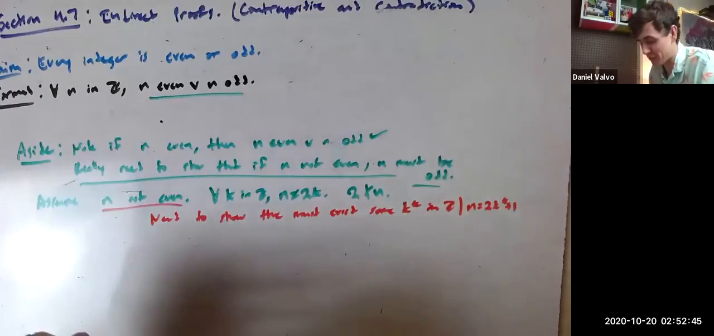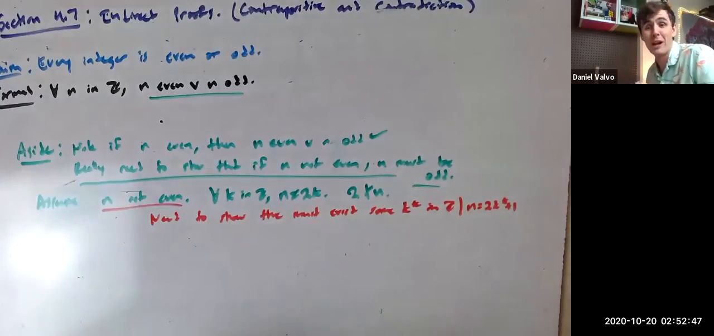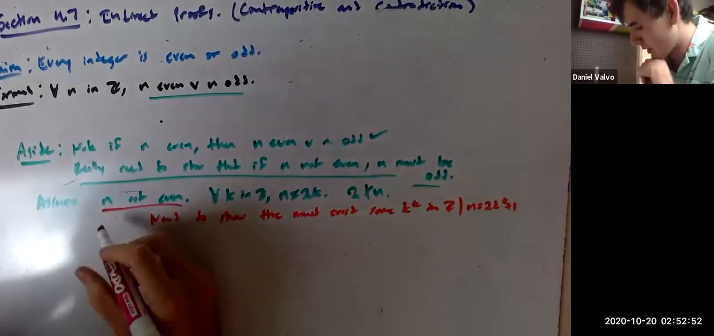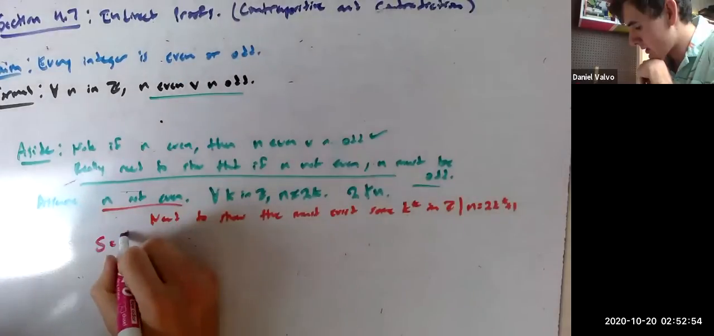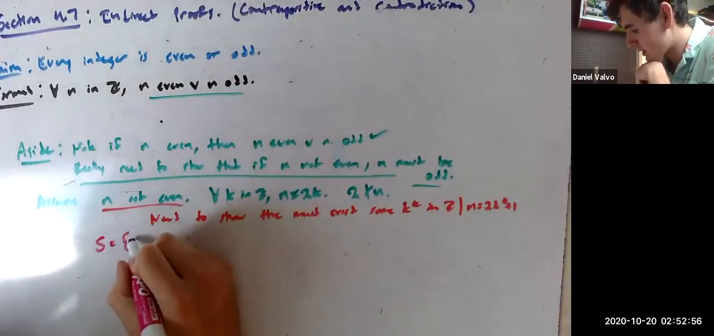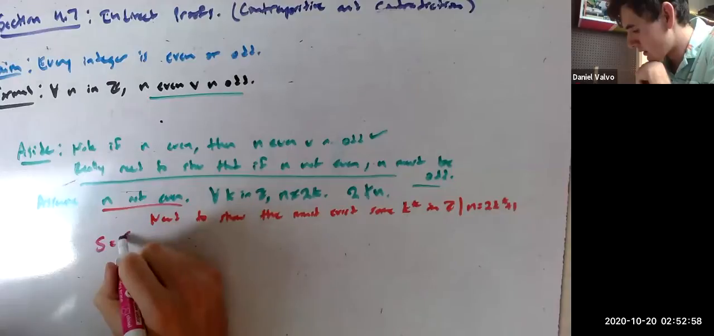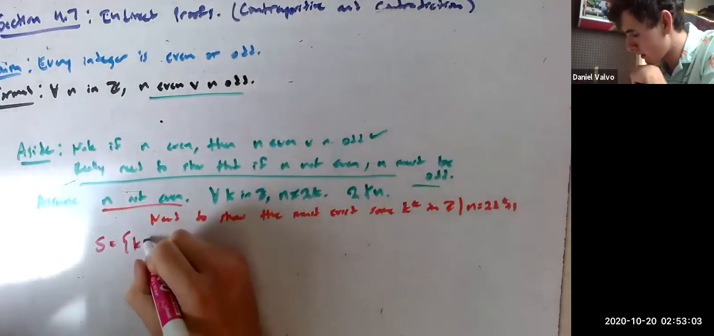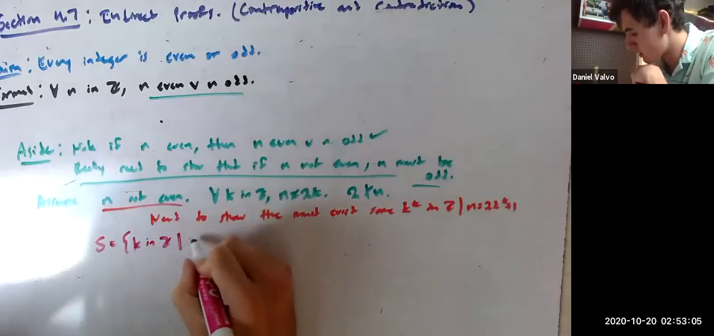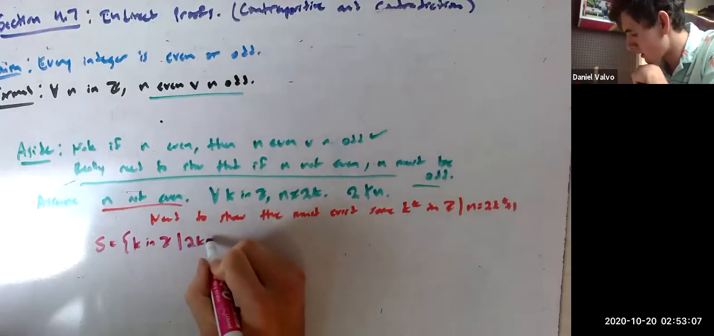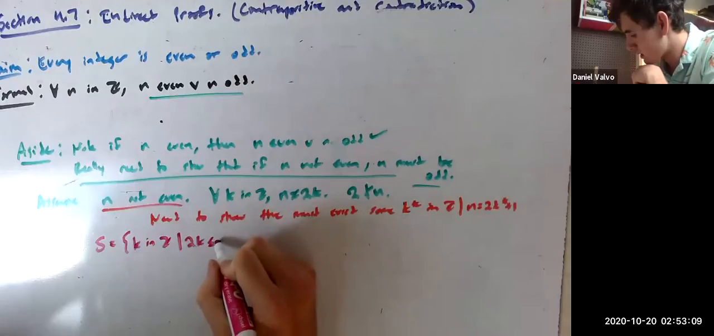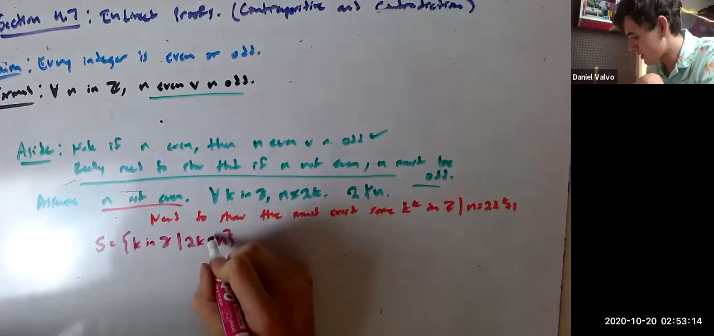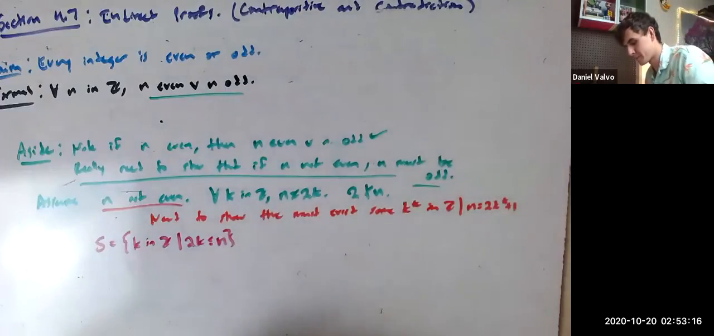And here is the clever bit. Here's how I'm going to do it. We can think about it forever, but here's a really interesting thing to look at. Let's look at the set of all k's in the integers such that 2k is less than or equal to n.